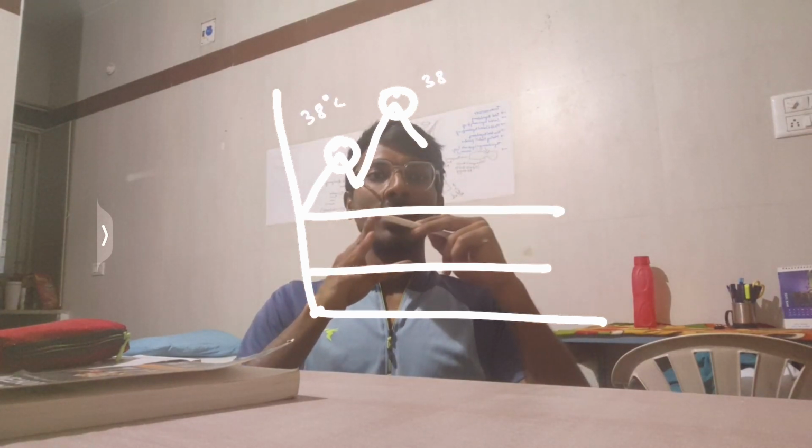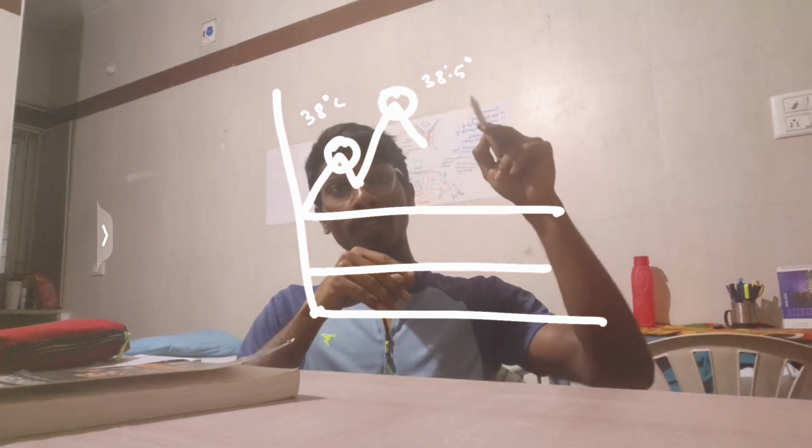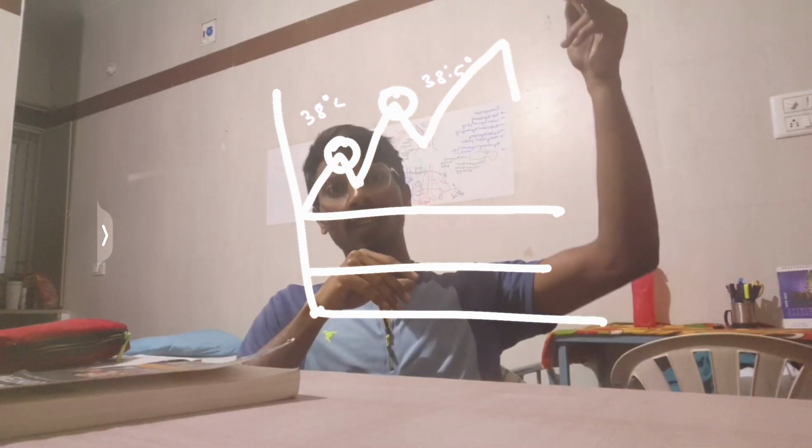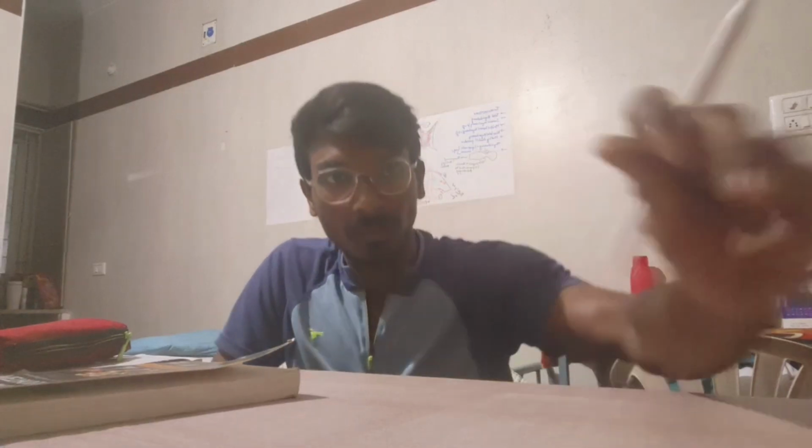Like if we have 38 degrees Celsius fever at this point of time, the next spike will be 38.5 degrees Celsius. With every spike, the fever increases to the next higher temperature. It is very commonly seen in scrub typhus and typhoid fevers.